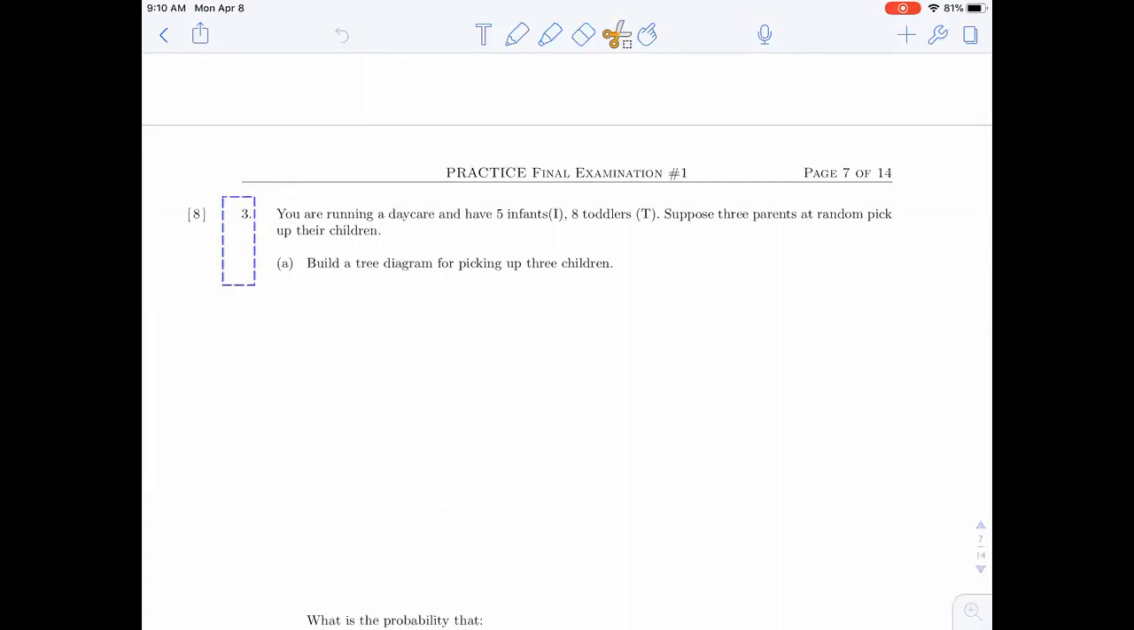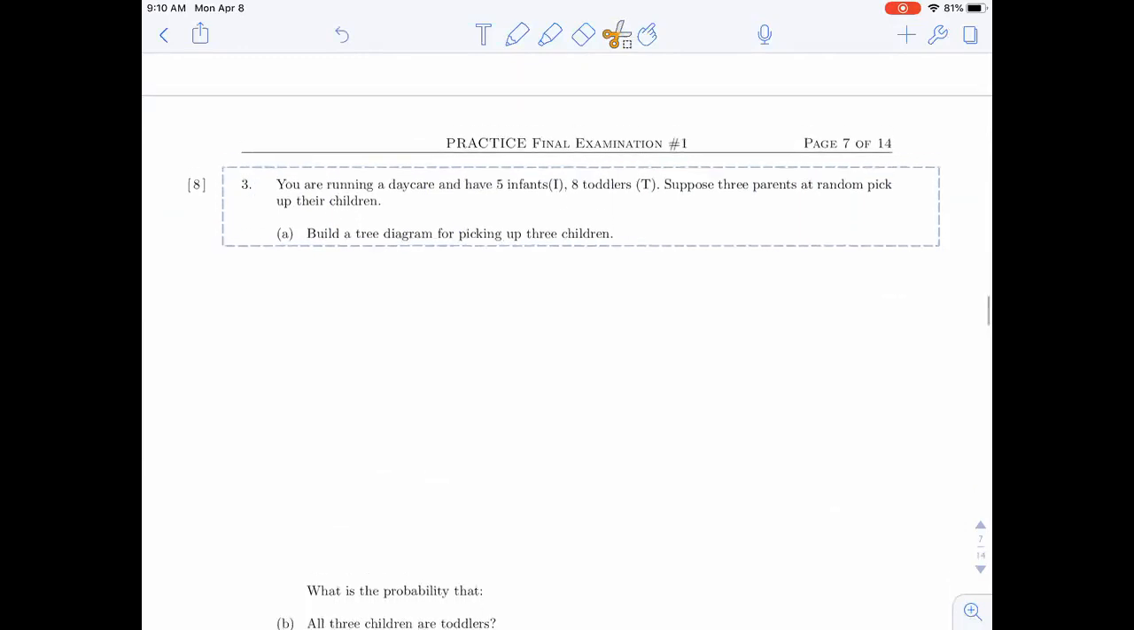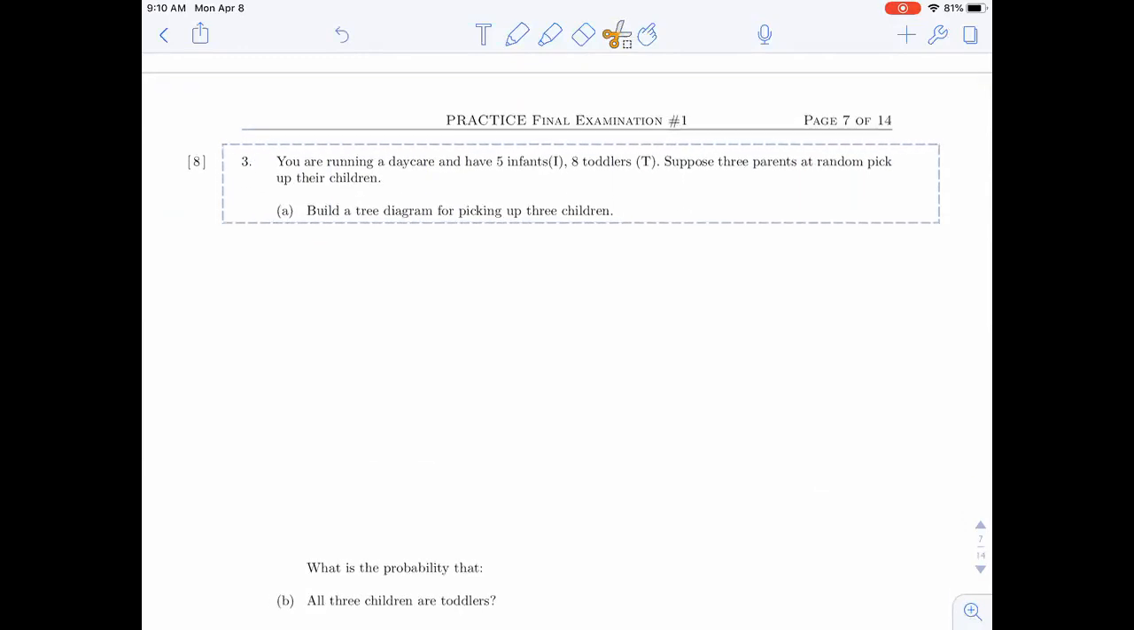So question 3 is a probability question. We'll just have a read through it. Should look pretty familiar. So you're running a daycare and you have 5 infants and 8 toddlers. Suppose 3 parents at random pick up their children. So build a tree diagram for picking up 3 children.